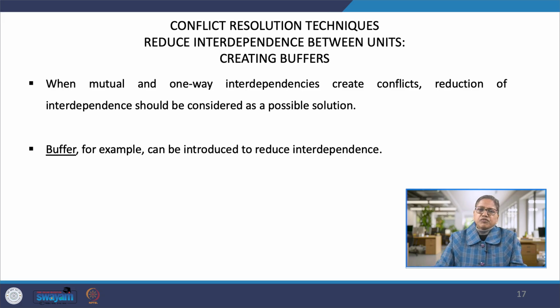Buffer can be one of the conflict resolution strategies, for example, it can be introduced to reduce the interdependence. Citing this with an example, if the output of department X is department Y's input, then Y is dependent on X in that relationship. When X is behind schedule, Y will also look bad. When X is behind schedule, Y will not be excused and Y is also losing its timeline.